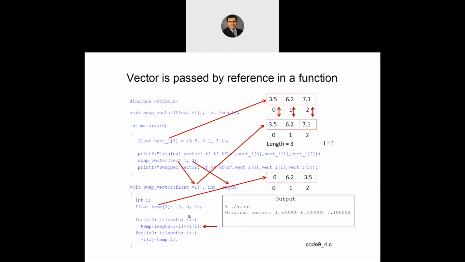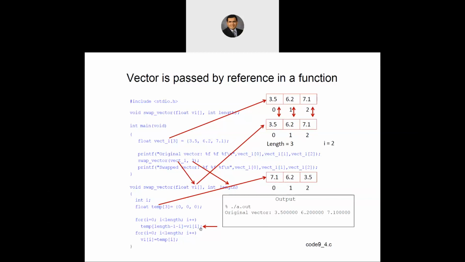Then again, it goes to the reinitialization of the loop, I plus plus. 1 plus 1 becomes 2. Goes to the condition. 2 is less than, length value is 3. Condition is true. Goes inside the loop again. Temp, length value is 3. 3 minus 1 is 2. 2 minus I value is 2. 2 minus 2 is 0. Temp, 0 subscript. So we are talking about this location. Temp, 0 subscript is equal to V1 I. I value is 2. Okay. V1, 2 is 7.1. So 7.1 value will be stored here.